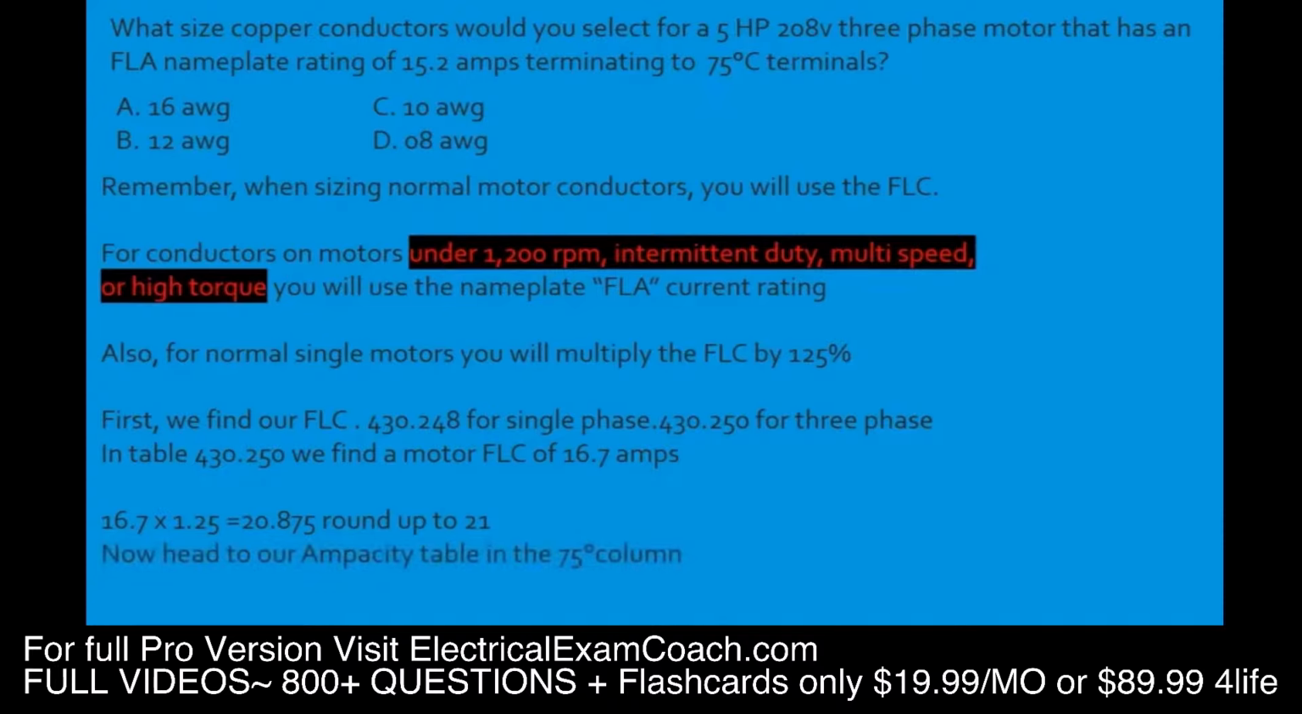Now we head to our primary ampacity table in the 75 degree C column. We're going to go to the copper side, 75 degree C, and find a wire that is large enough to cover our known amp load of 21 amps. And we're going to select B.